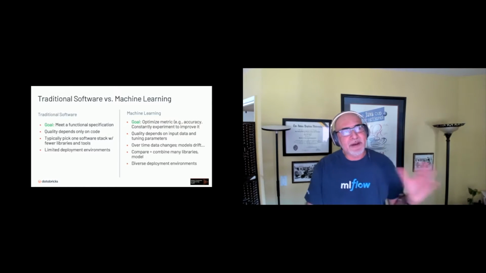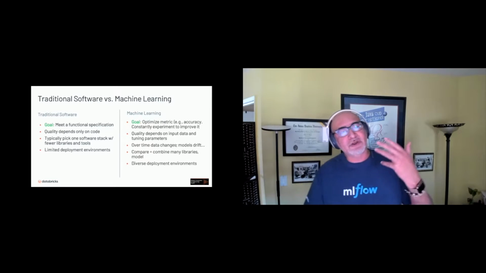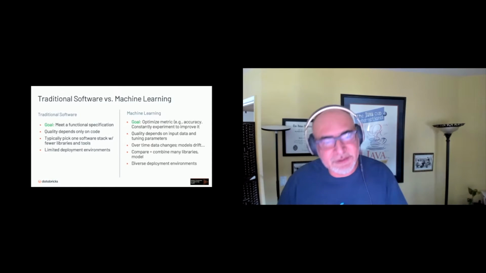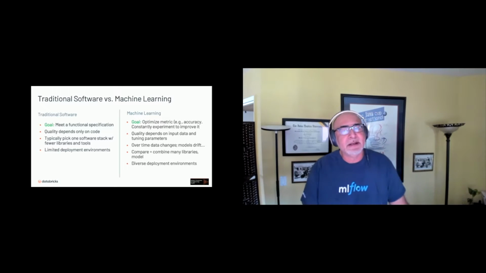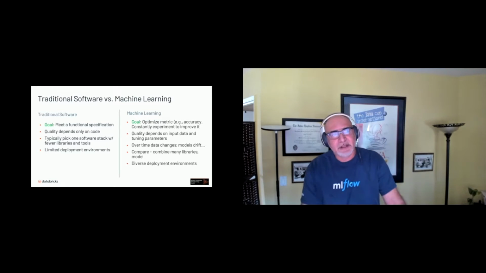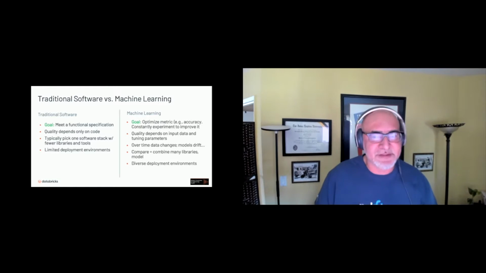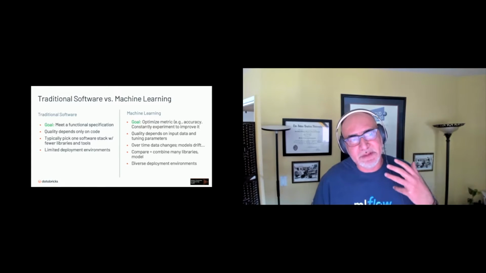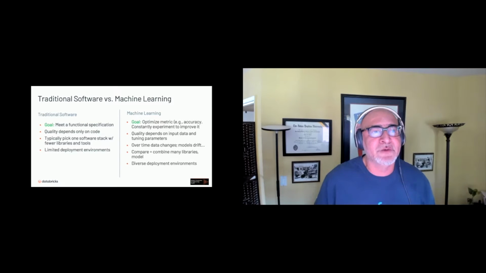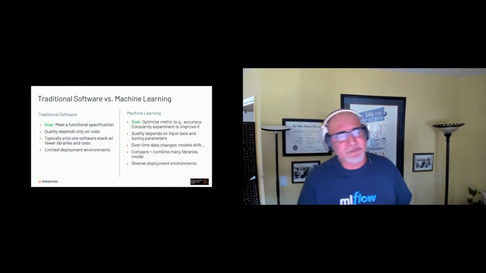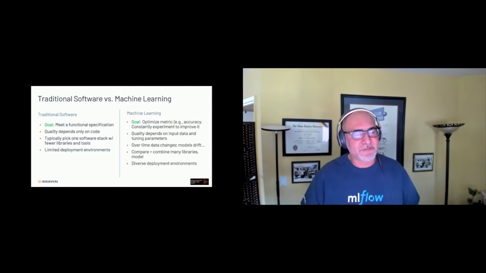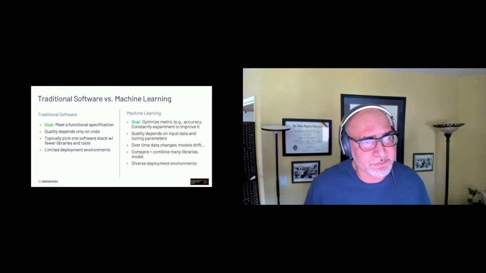If you compare the two, the goals of machine learning and traditional software are very different. Normally in a machine learning context, you are more interested in optimizing a particular metric. You want to get good accuracy, so you feel confident that you can deploy that model. Whereas in traditional software, the goal is more functional. You're given a particular spec and you implement that.